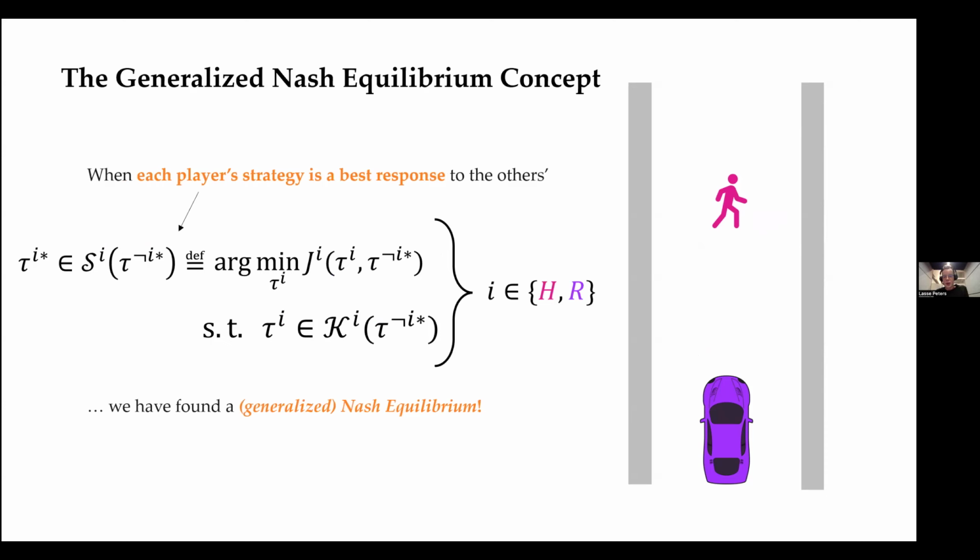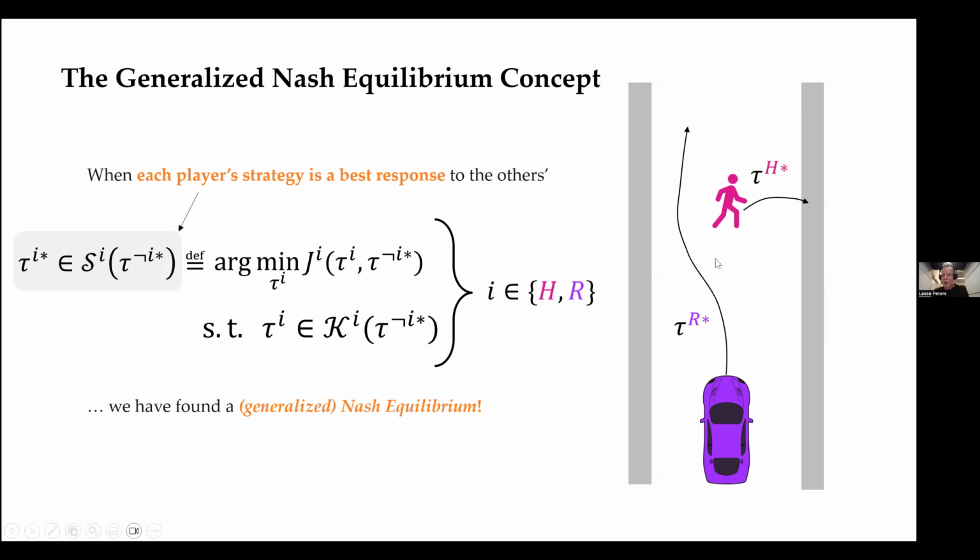And if we understand how these best response dynamics work, we can now talk about what a generalized Nash equilibrium is. The definition here is that a generalized Nash equilibrium is exactly a profile of strategies such that each of the individual players' strategies is a best response to the other players' strategies, which is a bit difficult to think about. So let's break this apart.